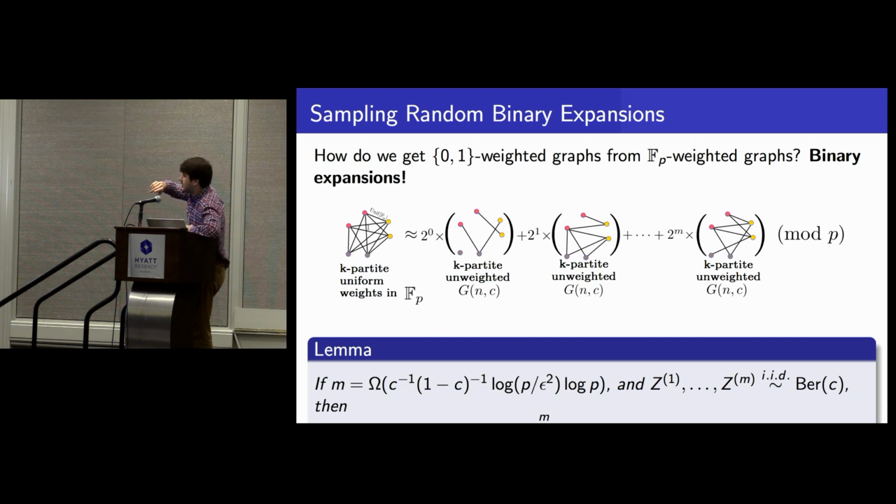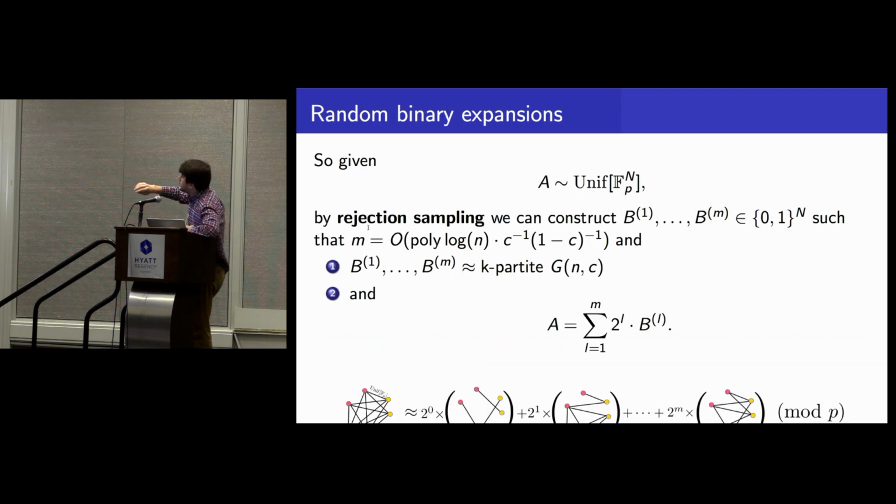And this is because of a lemma, which essentially says that if we take an integer with a binary expansion such that each of the bits in this integer is Bernoulli(c), then mod p, the integer will be very close to uniform. And this lemma is proved using Fourier analysis. So essentially, given a graph with uniform weights in F_p, by rejection sampling, we can construct a binary expansion for these weights such that each of the elements in this binary expansion is a k-partite Erdos-Renyi graph.